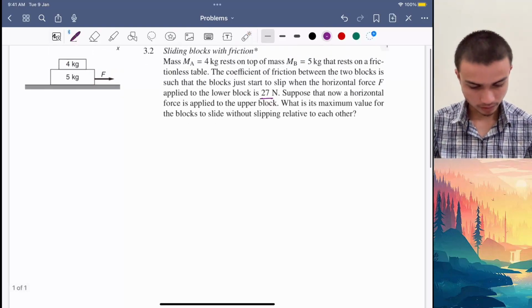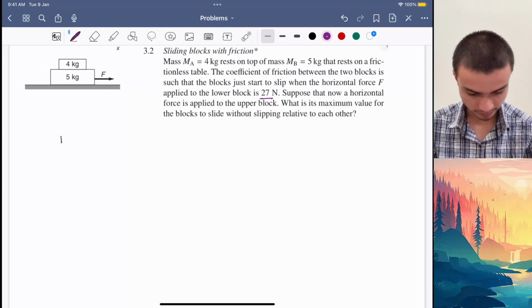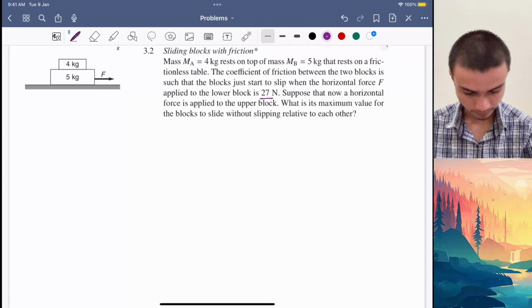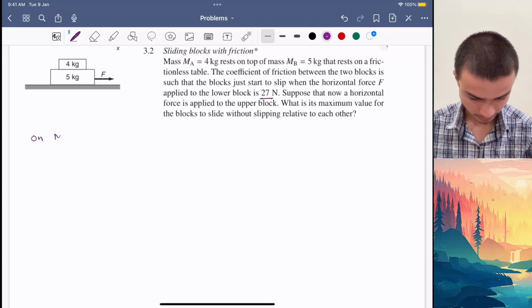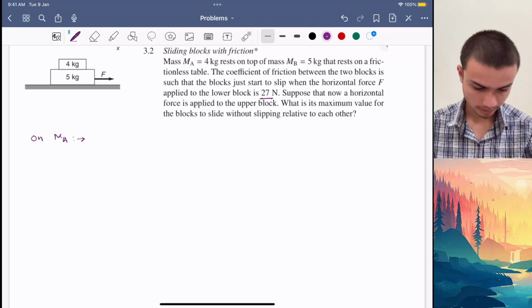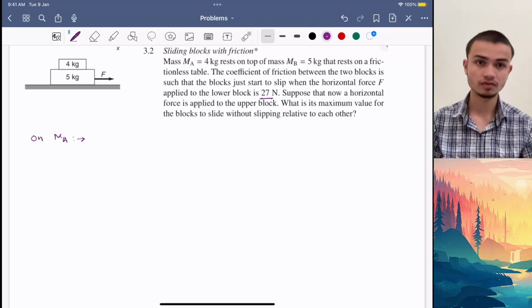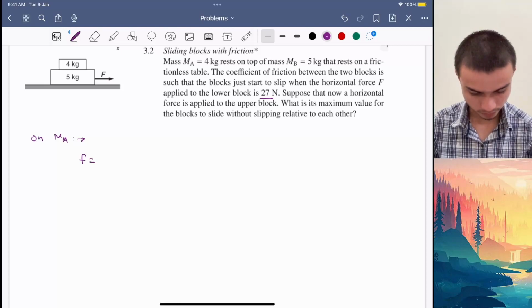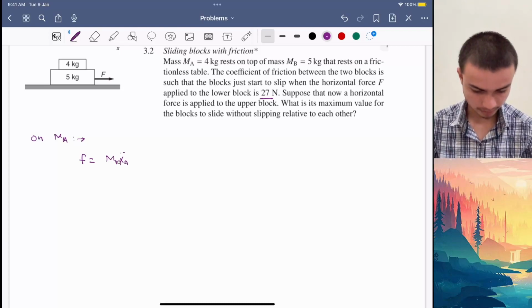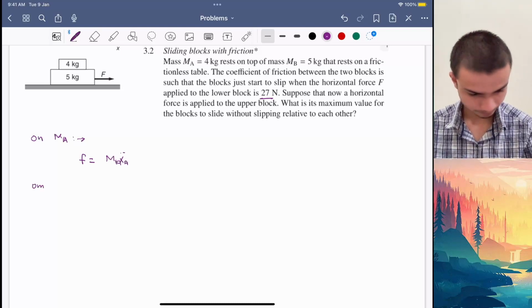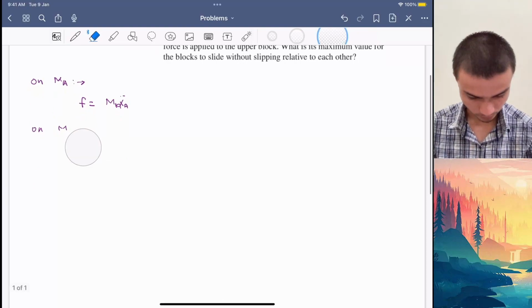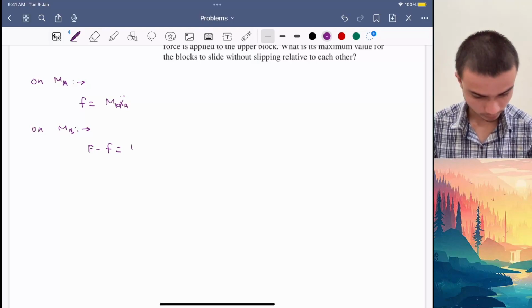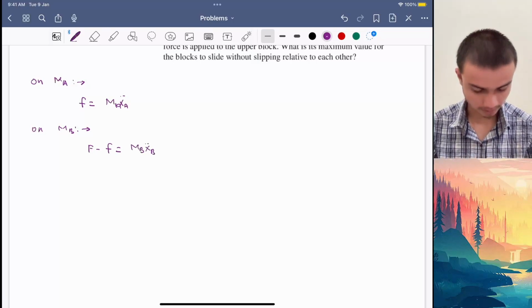So let's write. There is force F. On MA, as you can see, I'm pulling it like this, so there is just a friction force which will move it. So the frictional force will be equal to MA XA double dot. And on MB, that will be your force F minus the frictional force equals MB XB double dot.